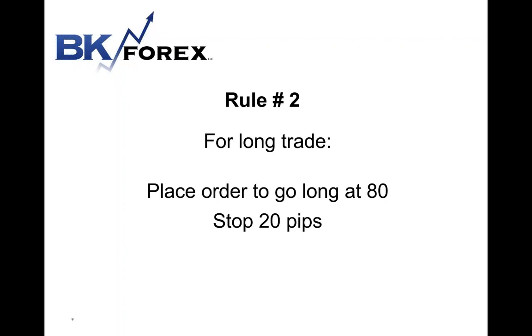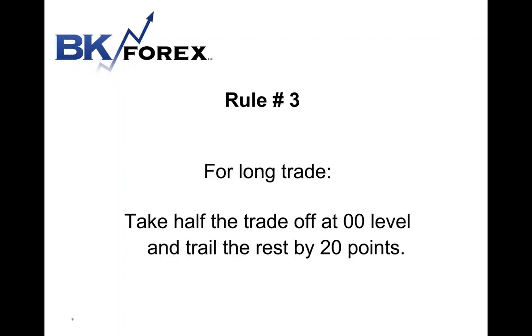But here's where the trade gets kind of interesting. We place the order to go long at 80. We put a stop at 20 points behind. And this is where we have the potential to make a lot of money, because we only take half our profit at the 0-0 level, and then we move the stop to break even. So in other words, we come in at 80, we buy 80, it goes to 0-0, we take half the position off. Let's say we trade 2 units. The second unit, we move to break even.